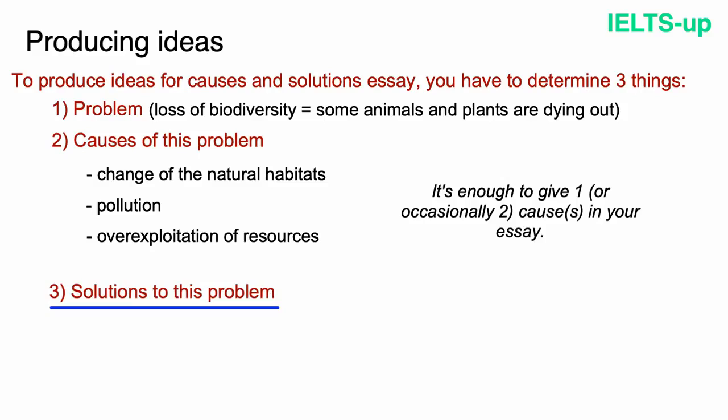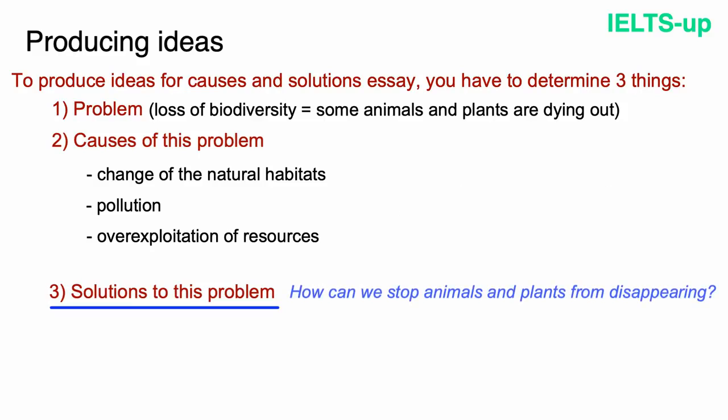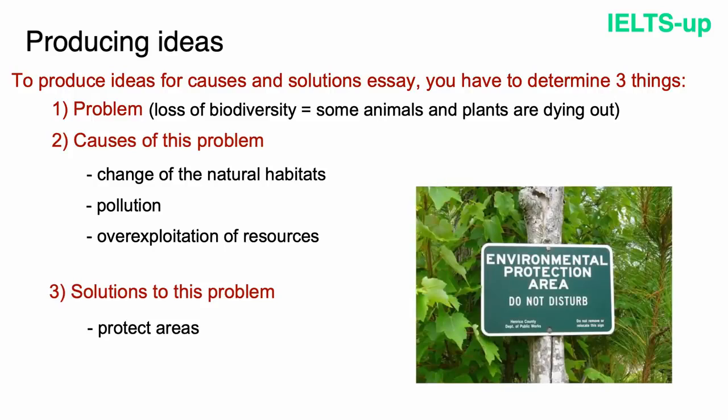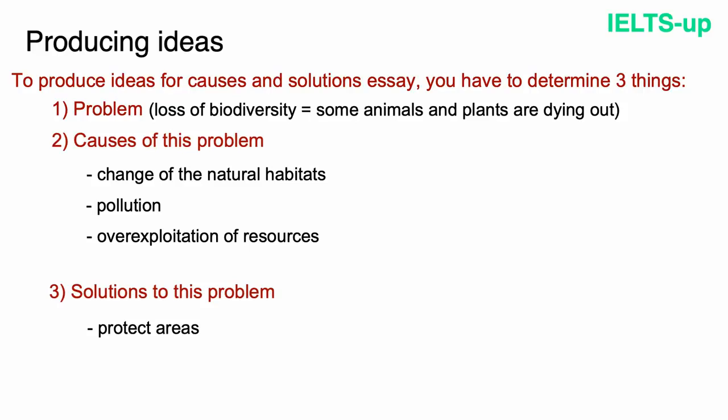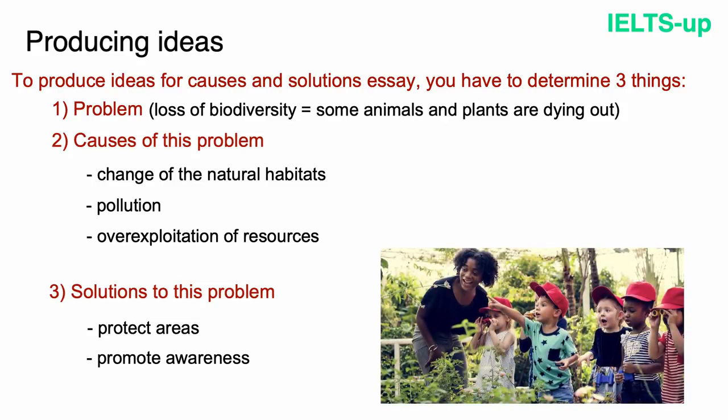Now let's think about possible solutions. How can we stop animals and plants from disappearing? Well, first solution is to protect areas. Protecting areas where wild animals live is an excellent way to save the environment and prevent species from dying out. And solution 2 is to promote awareness. So, by informing the general population about the disadvantages of loss of biodiversity, we can encourage people to be more conscious of the environment.